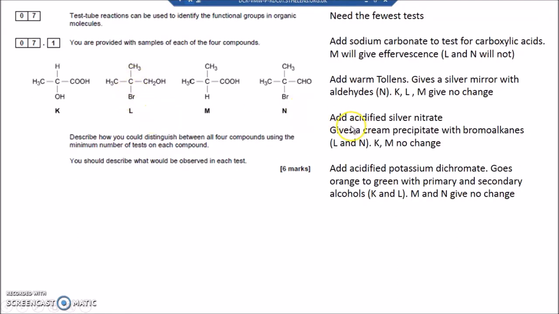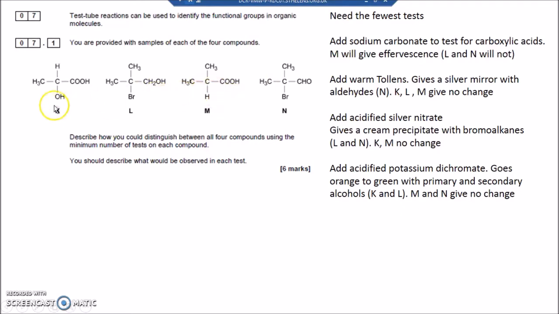bromoalkane. Although if I wanted to, I could add acidified silver nitrate, which would give a cream precipitate with a Br. A Cl gives a white precipitate, and an I gives a yellow precipitate. So I could do that test if I felt like it, although I don't really need to because I've already identified it by a process of elimination.